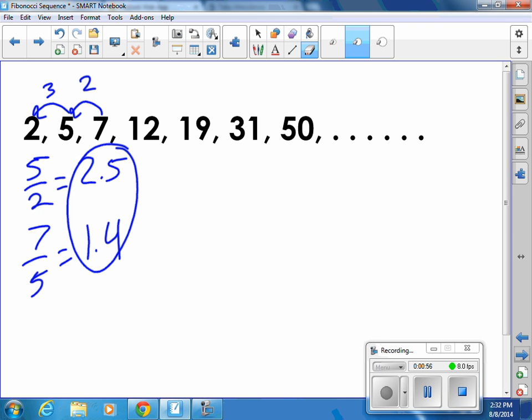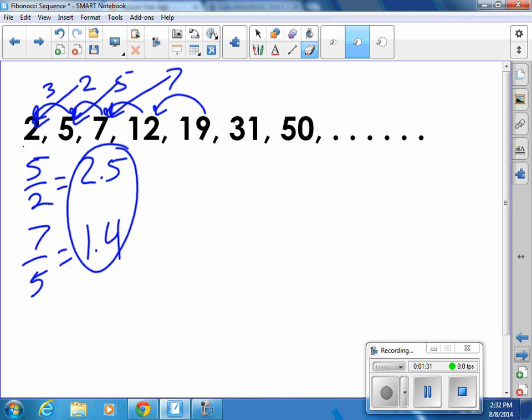So another thing to try is to see if it's a Fibonacci sequence. So let's just continue with the difference pattern. 12 minus 7 is 5. The difference between 19 and 12 is 7. So you may be able to see that this 2, this 5, this 7, we're just seeing that pattern shifted by 1.